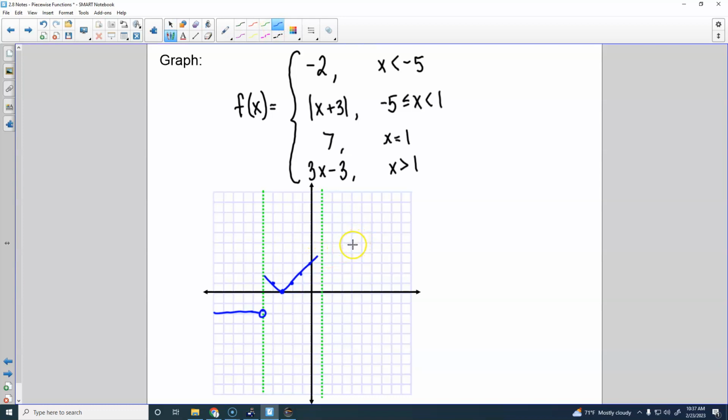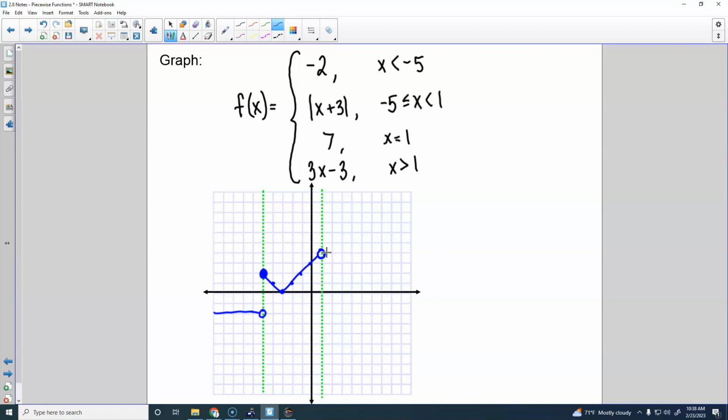And this one, I need at -5, which is right here, I need a closed circle. So I need a circle that's colored in. But over here at +1, I don't have an or equal to sign, so I'm going to use an open circle for that. Questions so far?